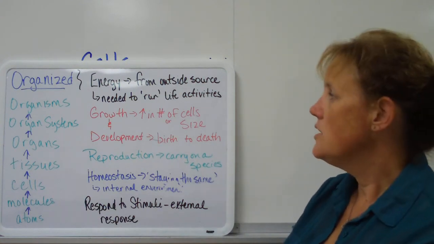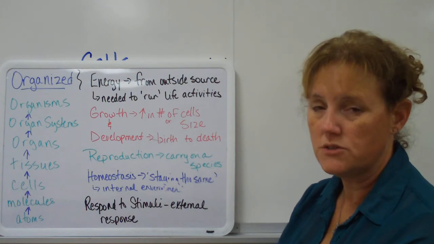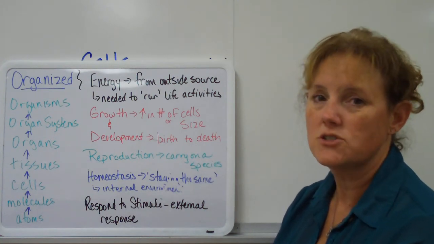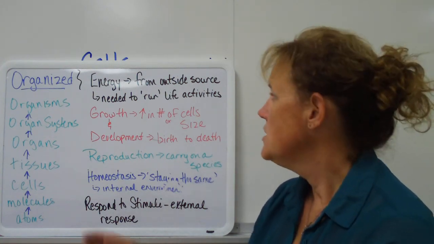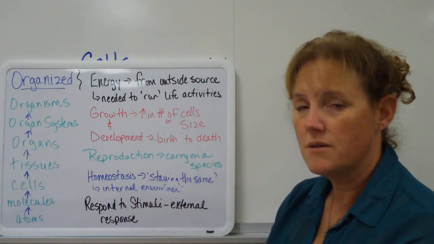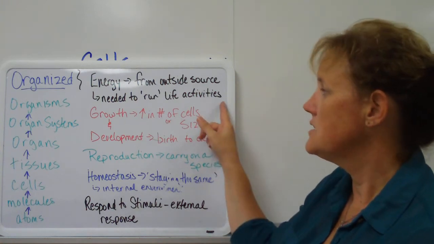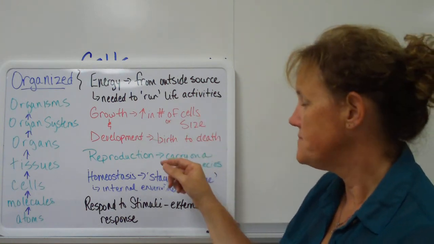All living things also need a form of energy, a source of energy and materials, in order to keep the chemical reactions going in order to maintain life. So energy comes from an outside source, whether it's sunlight with photosynthesis, whether you're taking in food, it has an outside source to help run our life activities.